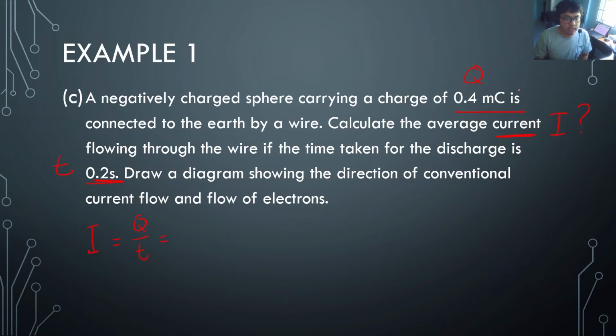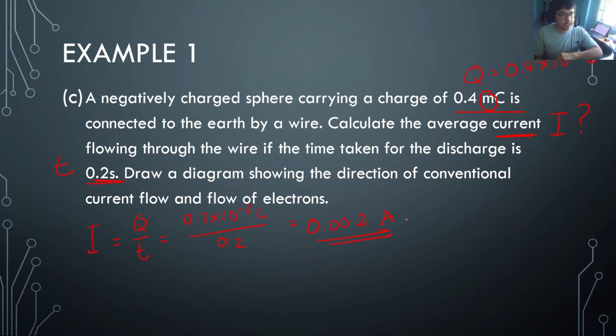Now, charge is 0.2 millicoulomb. Be careful of the unit here. Milli is basically 10 to the power minus 3 coulomb. Put that in. Time is 0.2. The final answer is 0.002 amps.